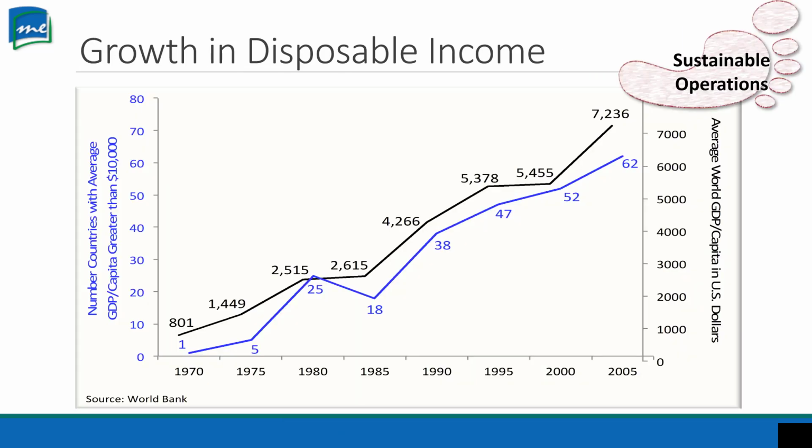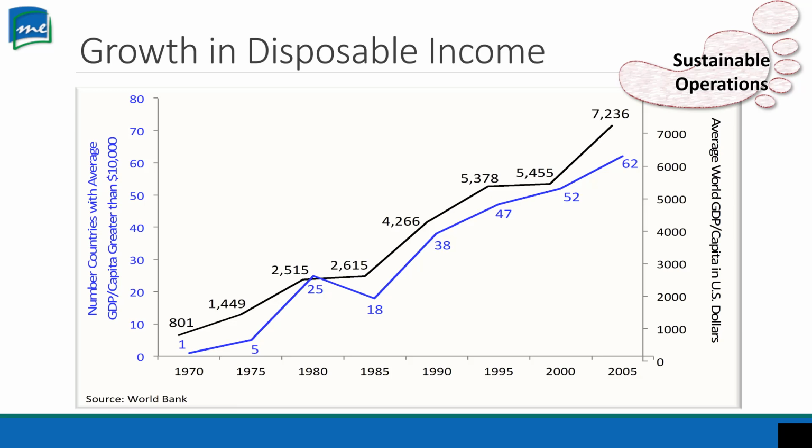So to sustain our operations, we need to get in and obtain the disposable income that is becoming more and more prevalent in the world. In this chart here, you can see in 1970, there was only one country that had an average gross domestic product per capita greater than $10,000. But in 2005, it was 62 countries. That's a huge increase.